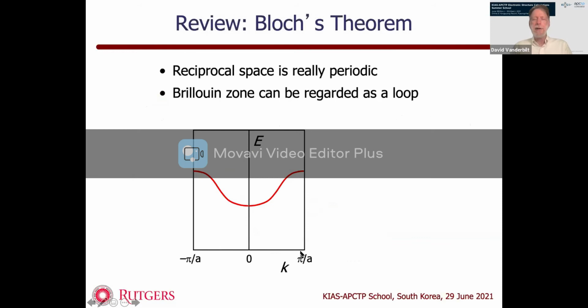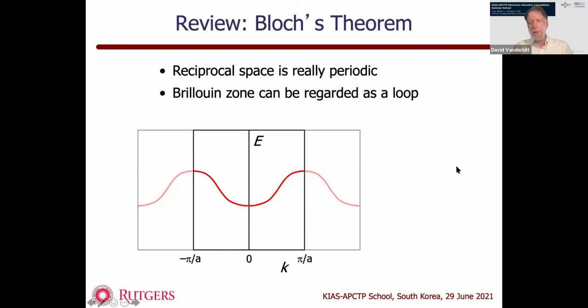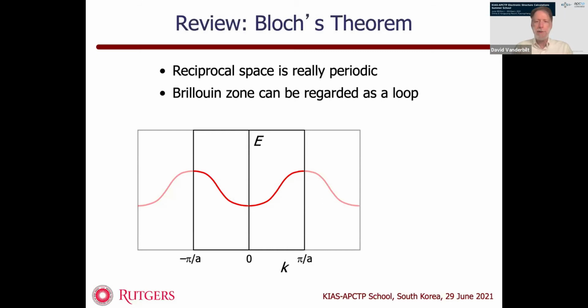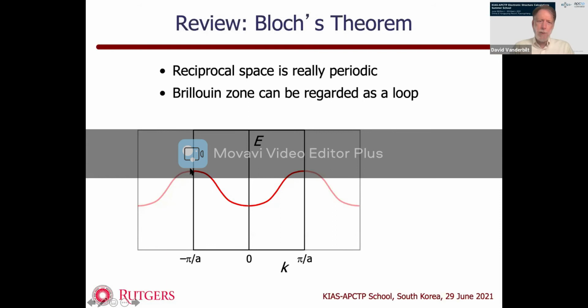And if you extend into what's called the extended zone scheme, then this energy curve just keeps repeating periodically. But this periodic repeat is not just that a state located here happens to have the same energy as a state located here. It's that this state and this state are the same state. These two different wave vectors label the same physical Bloch state. So for example, if you're counting occupied electrons, you would never occupy this one and this one separately, because that would violate Pauli exclusion.